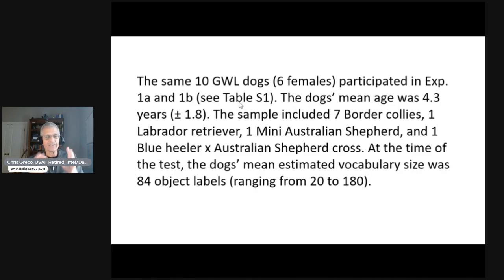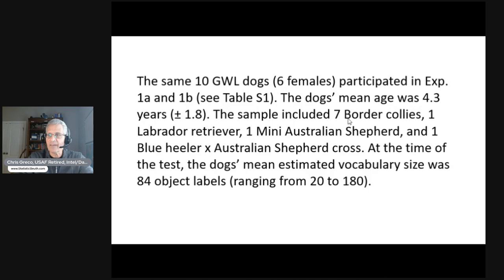And they were very specific in the title, Chris. Yes, they were, and they were very specific in the goal. So all they did was they took GWL dogs. Okay, fine. Participated in 1A, 1B, and we're not going to go into those experiments because right now I'm hitting sampling here at this point in time. The dog's mean age was 4.3 years plus or minus 1A.